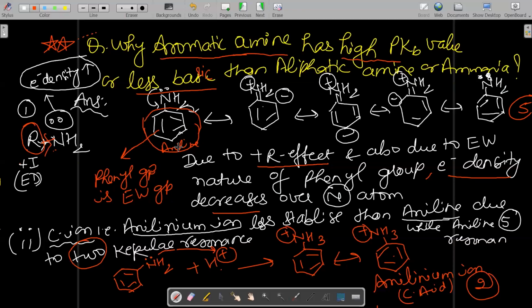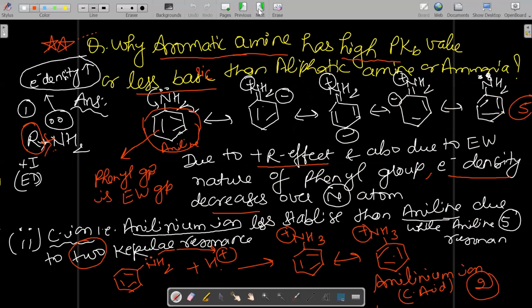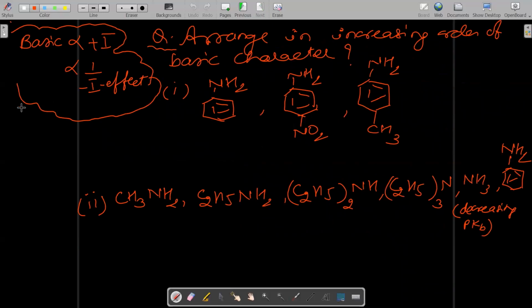Now, what conclusion do we have here? The basic character basically depends on the plus I effect. More plus I effect, more basic. But minus I effect, the inverse: if more minus I effect, less basic. So if you know these small concepts, you are easily able to answer in the board exam, or any competitive exam also.